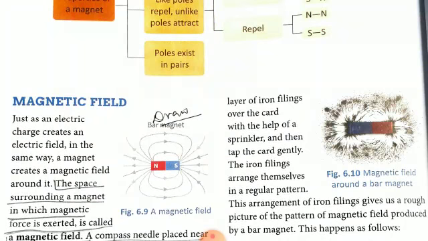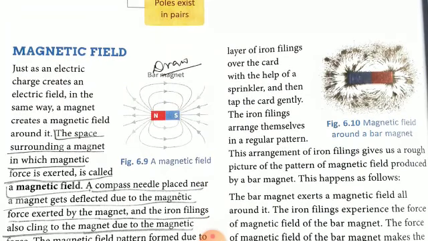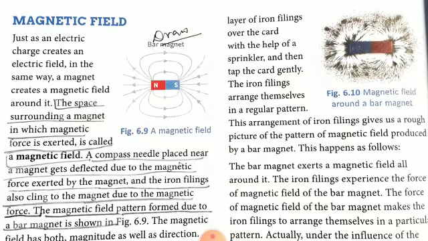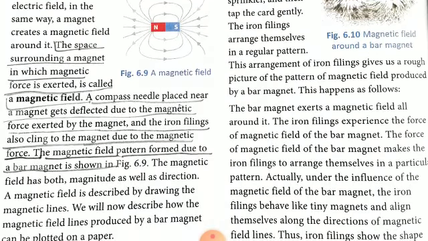The iron filings arrange themselves in a regular pattern when you put that paper or card on the bar magnet. You will see that the iron filings arrange themselves in a regular pattern. This arrangement of iron filings gives us a rough picture of the pattern of the magnetic field produced by a bar magnet. So how does this take place? The bar magnet exerts a magnetic field all around it. What happens when you put a paper or cardboard with some iron filings or any magnetic material over it?